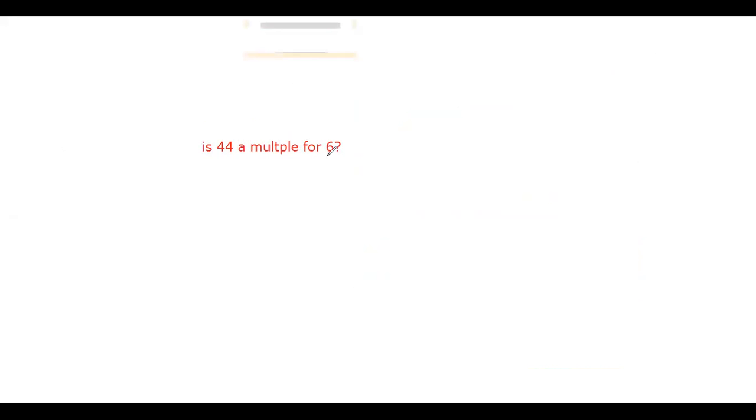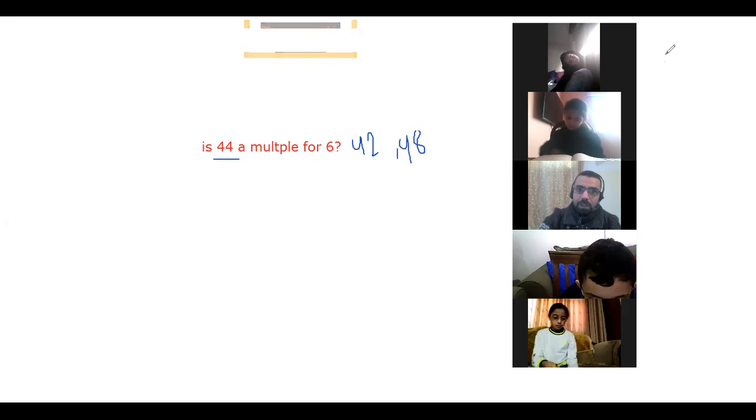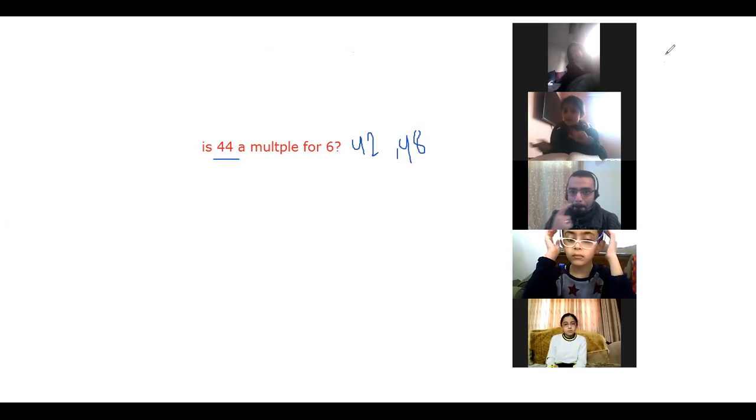You start doing the multiples of the 6. Okay, but now because it's 44, I will start with 6 times 7. Why? Because 6 times 7 is 42, and 6 times 8 is 48. Right? Now this is 42 and this is 48. Do we have 44 between them, Ya Muhammad? So it's not a multiple, okay?